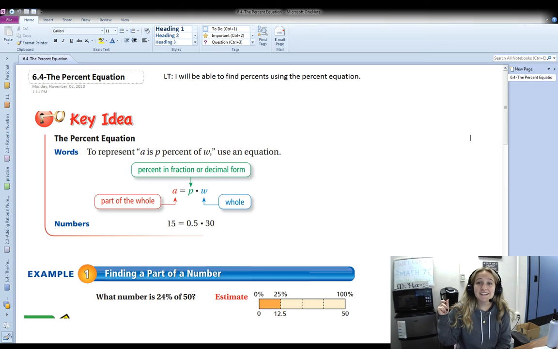Hi, everybody. Today we're going to be talking about 6.4, which is the percent equation. We talked about 6.3 last time, and it was the percent proportion. So today we're going to be talking about the equation, okay?